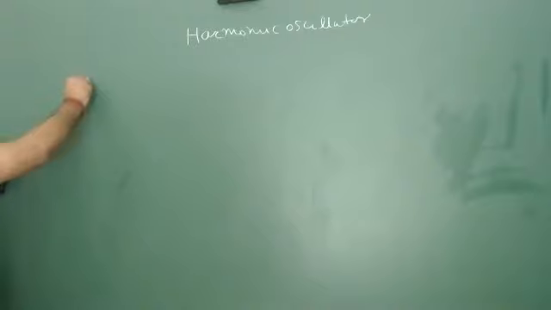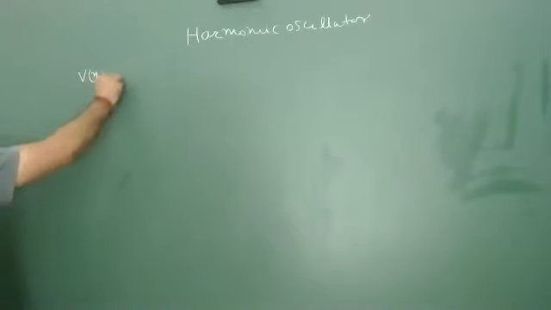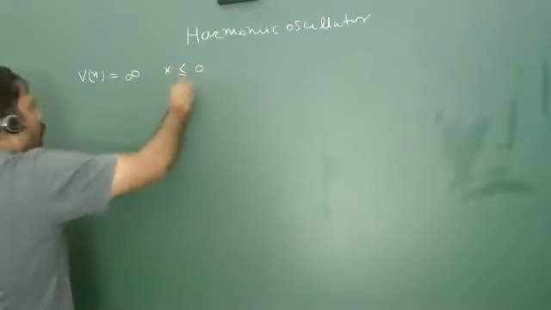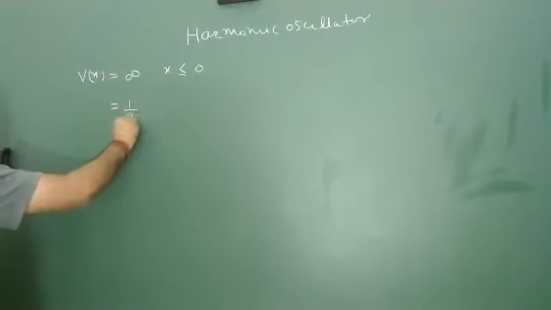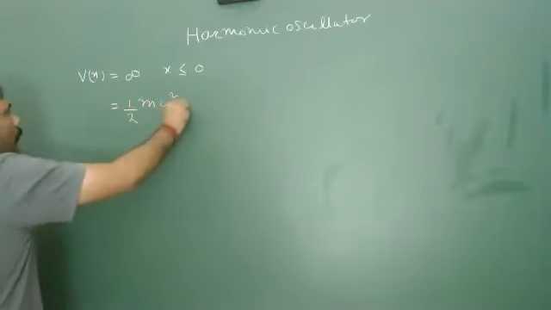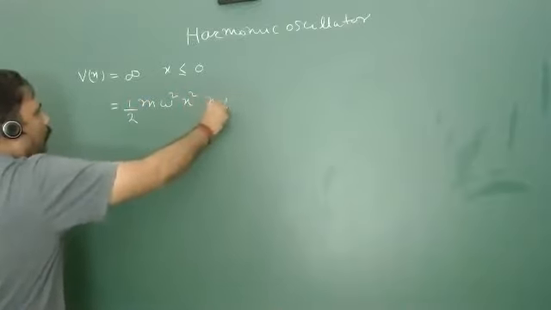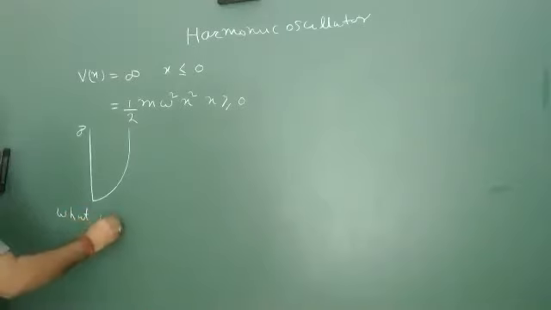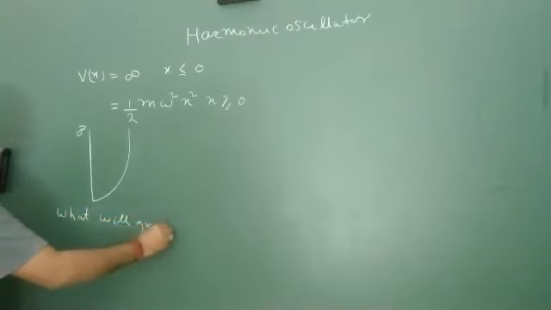So we have the potential V(x) equal to infinity if x is less than 0, and equal to half m omega squared x squared if x is greater than 0. So this is something parabolic, a semi-parabola, isn't it? This is infinity, and this is the parabola. My question is, what will be the ground state energy? 3/2 h cut omega. Very good.